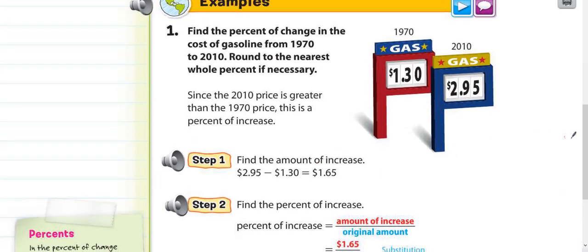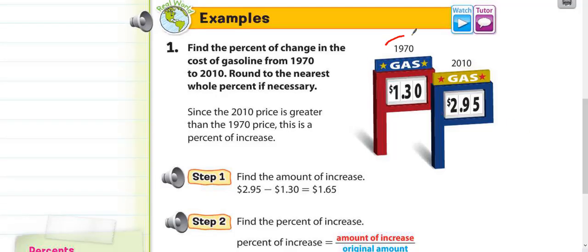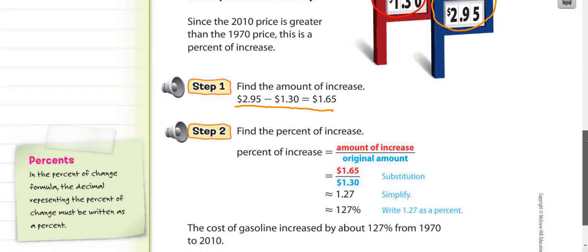In the first example, we see the price of gasoline. In 1970, the price of gasoline was $1.30 a gallon, and by 2010, it was $2.95 a gallon. So the first thing to do is to find the difference in those. Again, subtraction. The difference is $1.65.